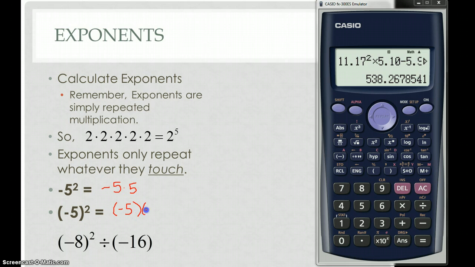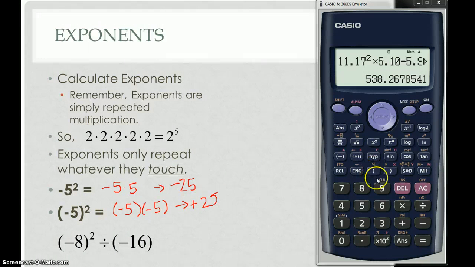Now why does this matter? It matters because remember, if I have an odd number of negatives, my answer is going to be negative. So this one's -25. 5 times 5 is 25. If I have 2 negatives, my answer is positive. It's a positive 25.